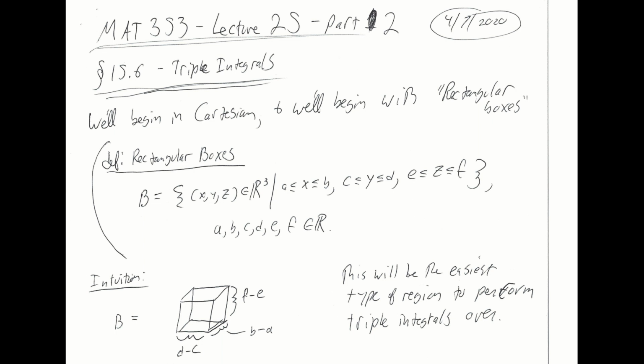We're going to begin dealing with the Cartesian coordinate system, and we are going to begin with rectangular boxes. So as is usually the case, we're going to begin in easy mode here. We will ultimately have three different coordinate systems for triple integrals. We had two in double integrals, Cartesian and polar. In triple integrals, we will be considering Cartesian and cylindrical and spherical coordinate systems.